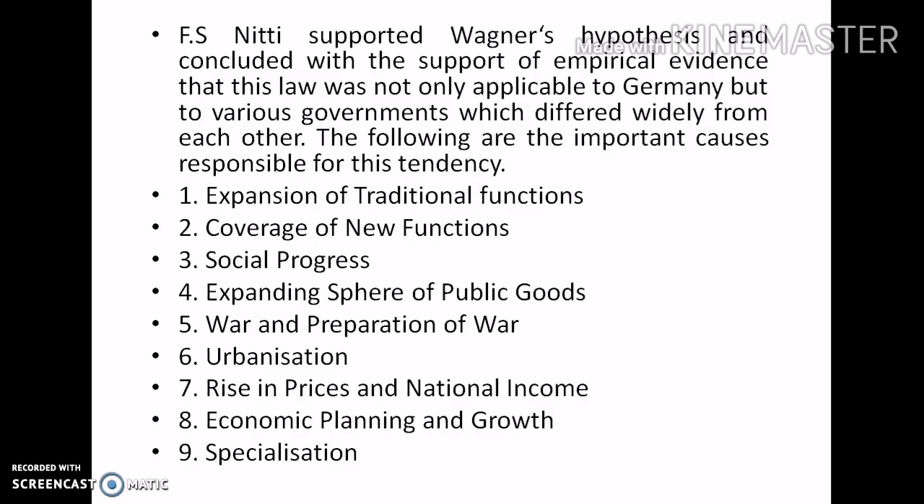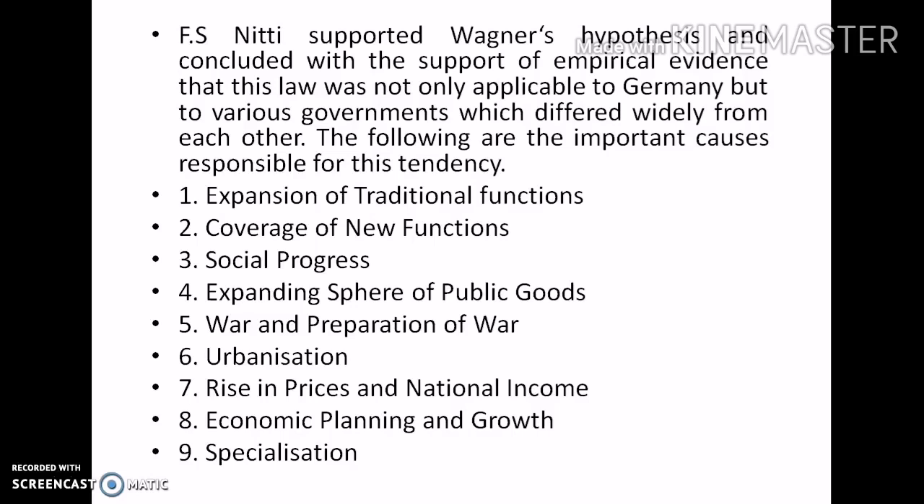As a result, state activities expanded to areas like irrigation and flood control projects, construction and maintenance of public parks, provision for education and healthcare facilities, creation of economic overhead capital, etc. Provision of these public goods and merit goods means heavy investment in public enterprises.